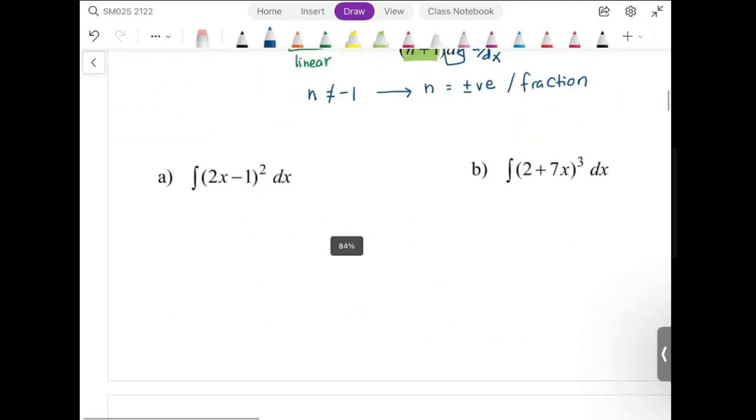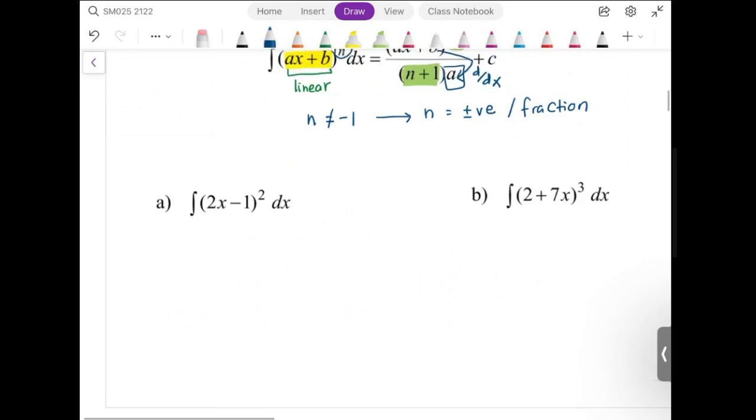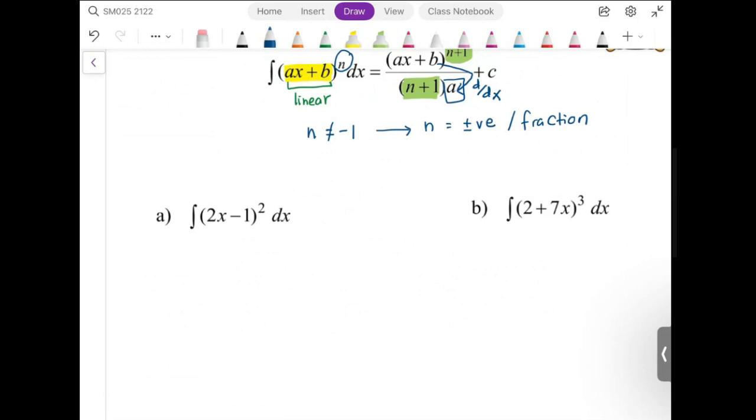So first one, we have 2x minus 1 squared. So kat sini ada dua option lah. Selalu kadang-kadang student akan ada tendency nak pergi expand dulu and then integrate one by one. Boleh, tak ada masalah. But if we apply this rule, would be easier lah. Lagi cepat kita dapat jawapan.